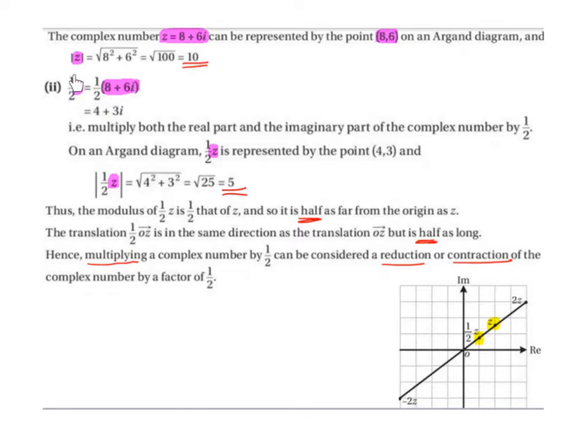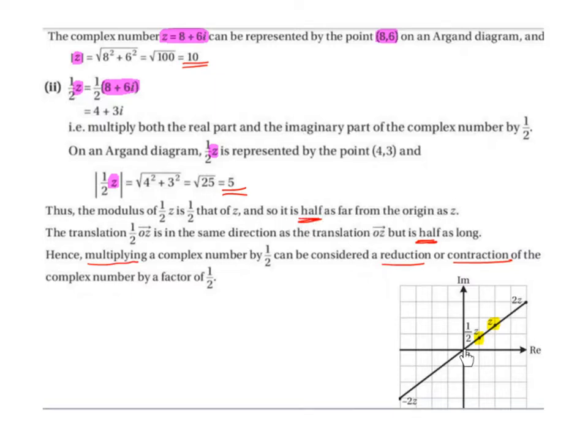Now let's look at a half times z, which is going to be a half times 8 plus 6i, which gives us 4 plus 3i, i.e. we multiply both the real part and the imaginary part of the complex number by a half. On an Argand diagram, a half z is represented by the point 4, 3. So there we have a half z. Remember, this is z and this is a half z. And the modulus of a half z is the square root of 4 squared plus 3 squared, which is root 25, which is 5. Thus, the modulus of a half z is half that of z, because 5 is half of 10. And so it is half as far from the origin as z.